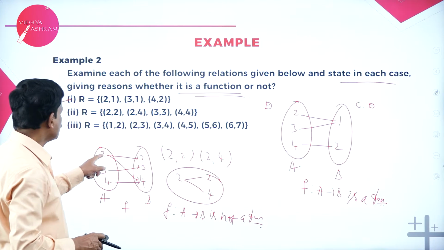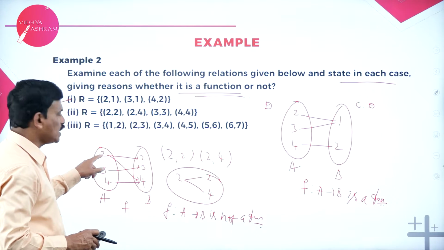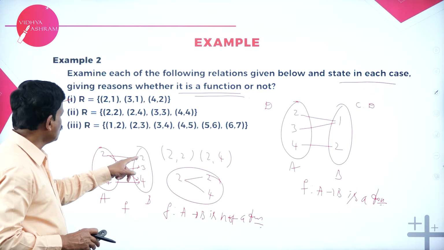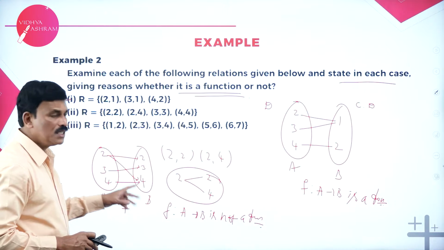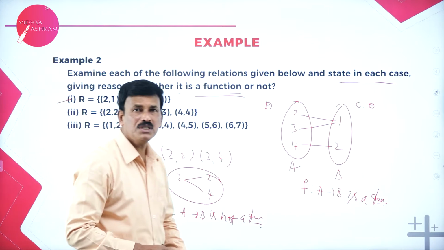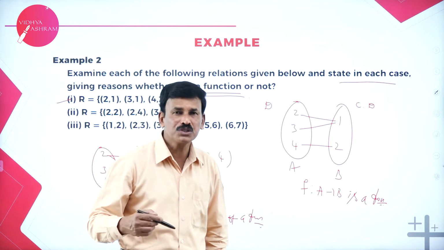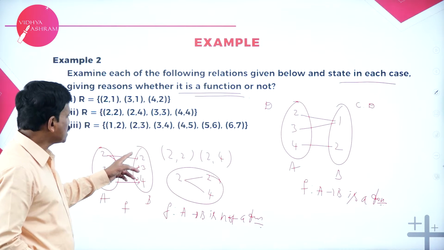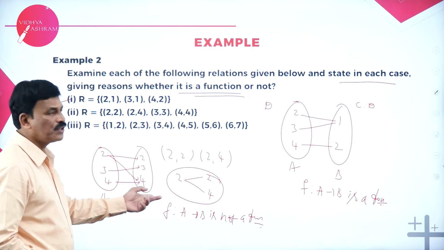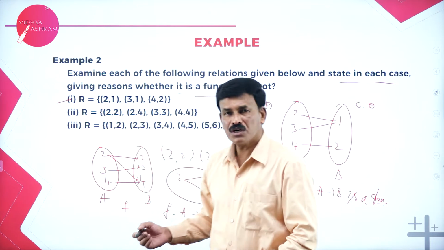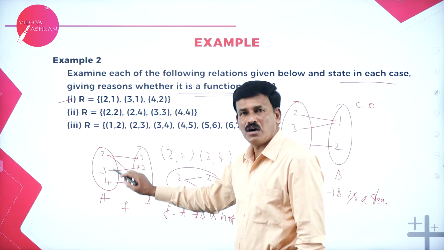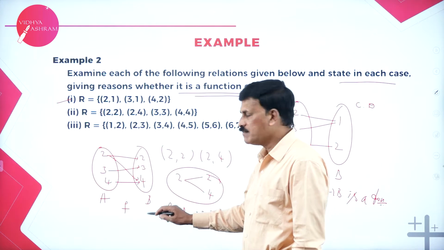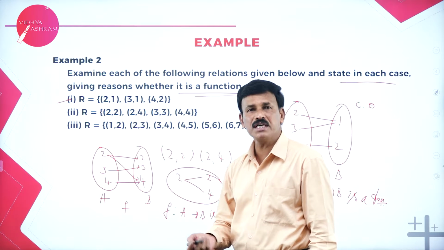See here, there are 2 associations for this element 2 in the set A. The element 2 of the set A is related to 2 and 4 of the set B. So therefore F from A to B is not a function. How to put it in mathematical form? The element 2 of A has 2 images in B, namely 2 and 4. Therefore F from A to B is not a function.